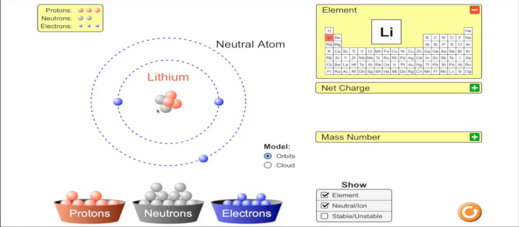Let us keep adjusting. If we put in another proton, now we have 4 protons. This is why it is no longer saying a neutral atom, but an ion. Remember, now it is charged because there is not an equal number of protons and electrons. So if we add another electron, now we have a neutral atom of beryllium.